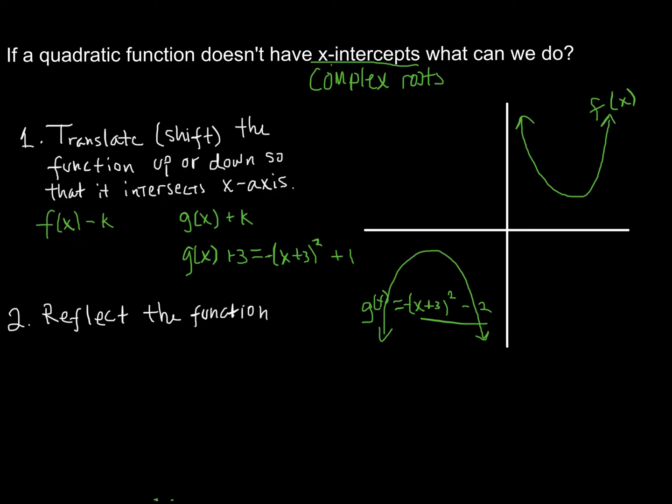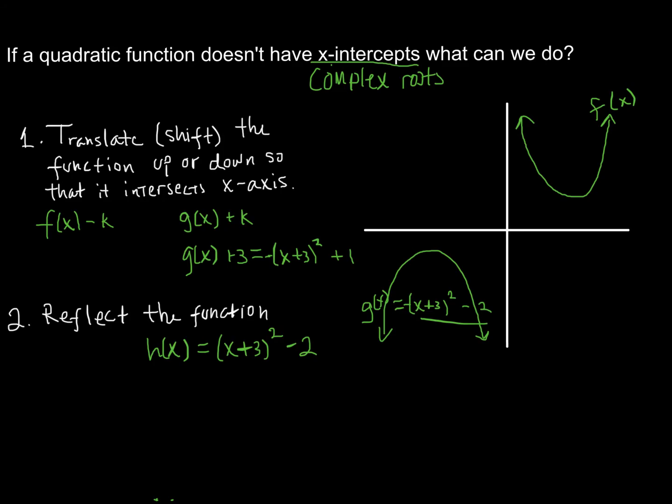Okay, so what we could say is, if, for example, we have g of x again, simply manipulating it so that we now have a new function, let's call it h of x, where we change the a value from negative 1 to positive 1, and so now we have (x + 3) squared minus 2. This function would reflect over its vertex and would now have real roots.